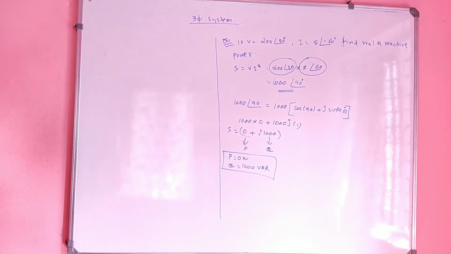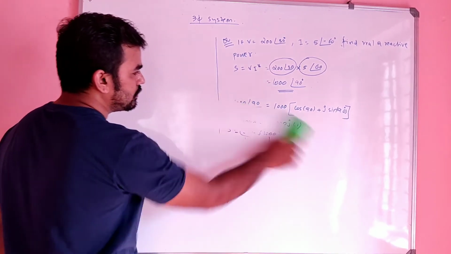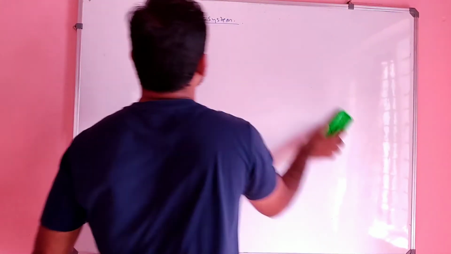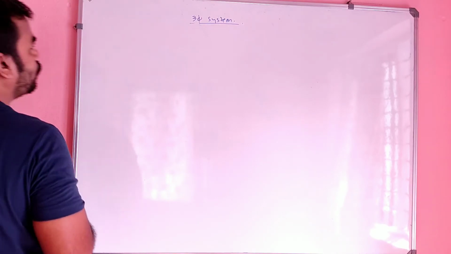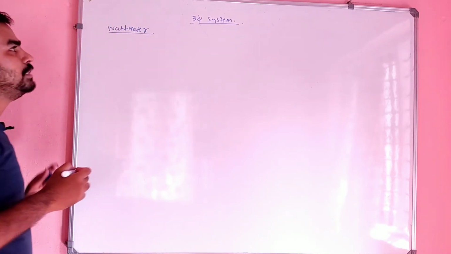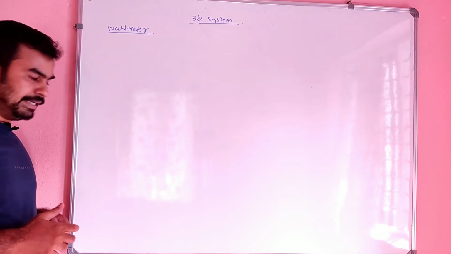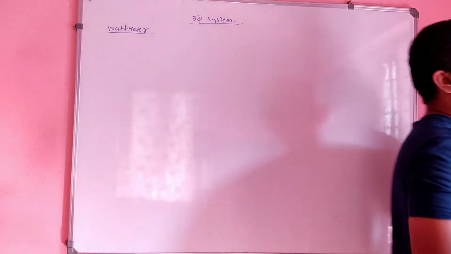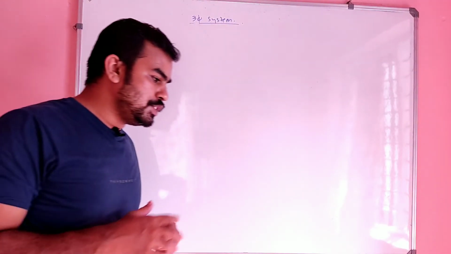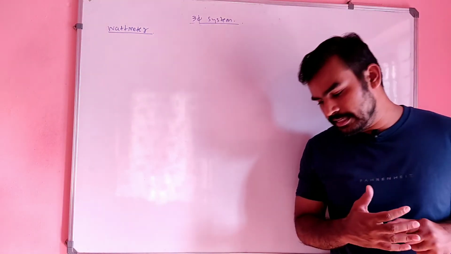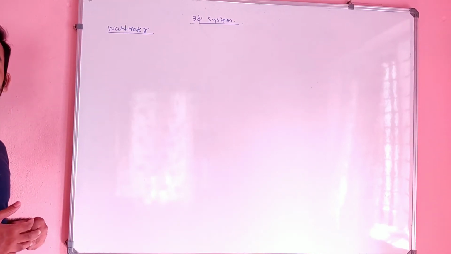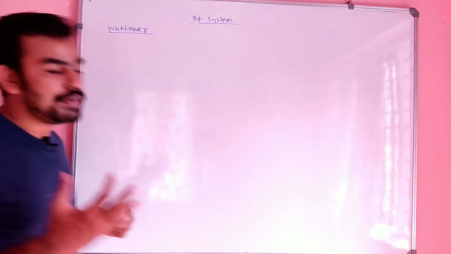Next, we have to see another concept, wattmeters. So what is a wattmeter? Either in three phase or in single phase, what is its purpose? A wattmeter is a device which is used to find the power. Power means it will give the value of average power, the average power in a cycle.